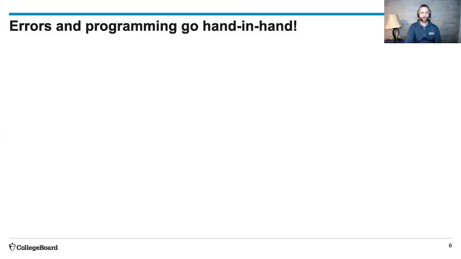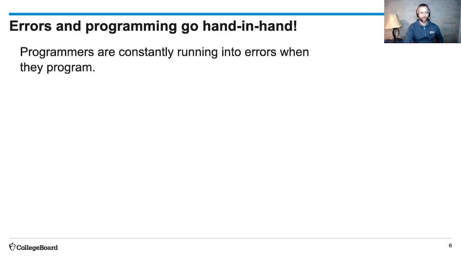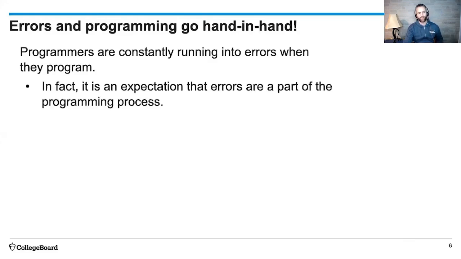Errors and programming go hand in hand. It is basically impossible to write a program and not have an error at least once, if not 5, 10, 100, 1,000 times, depending on how big the program is. So programmers are constantly running into errors when they program. In fact, it is an expectation that errors are a part of the programming process. And if we know that it's going to be a part of the process, then we want to make sure that we are prepared to handle errors.